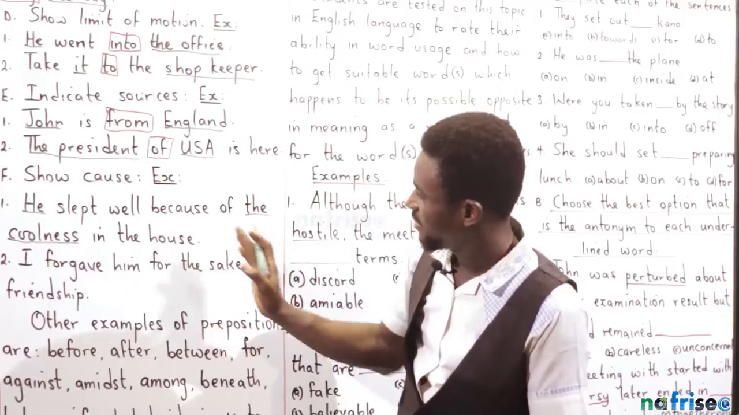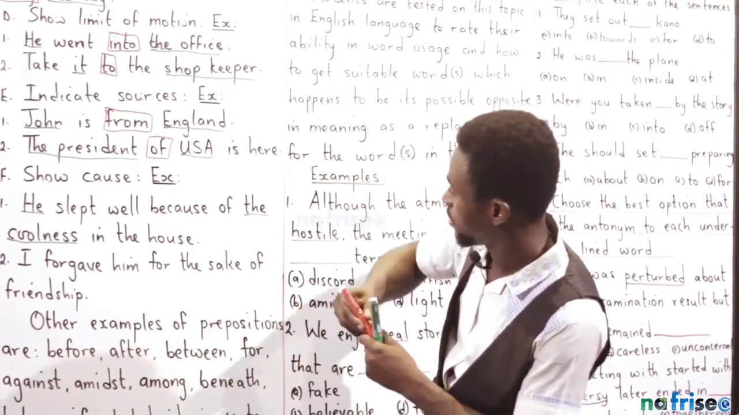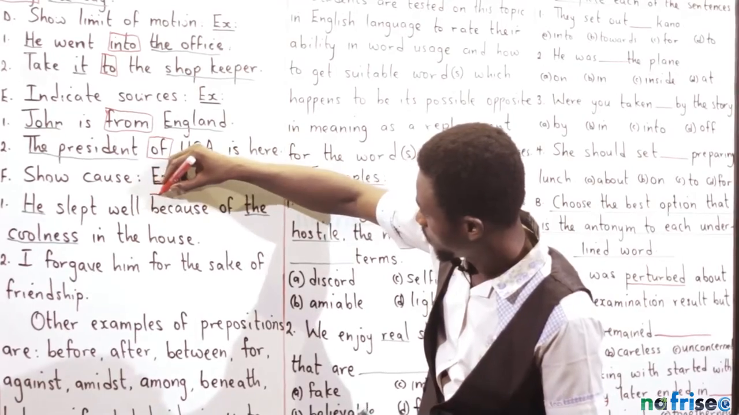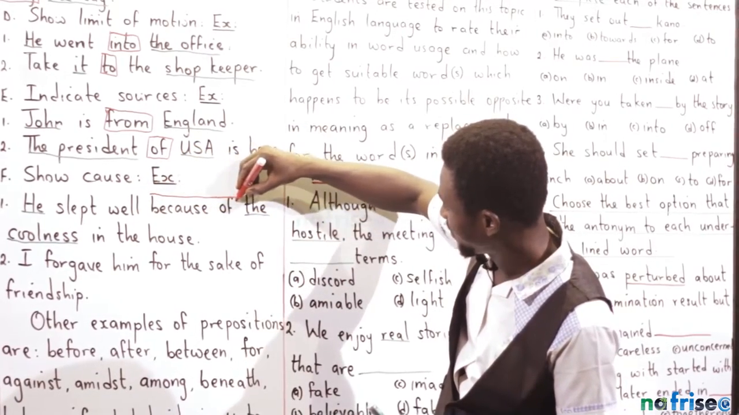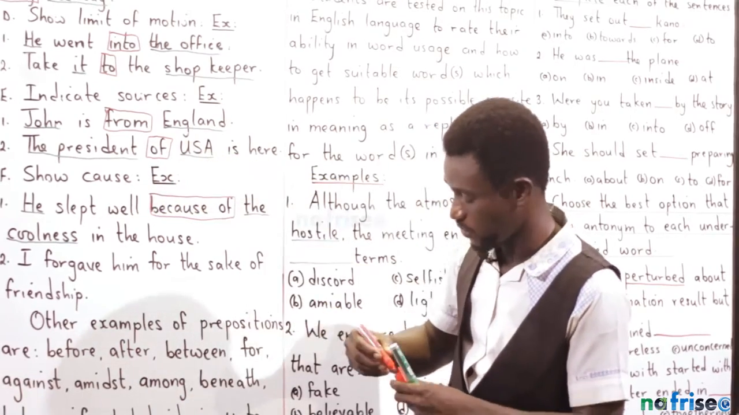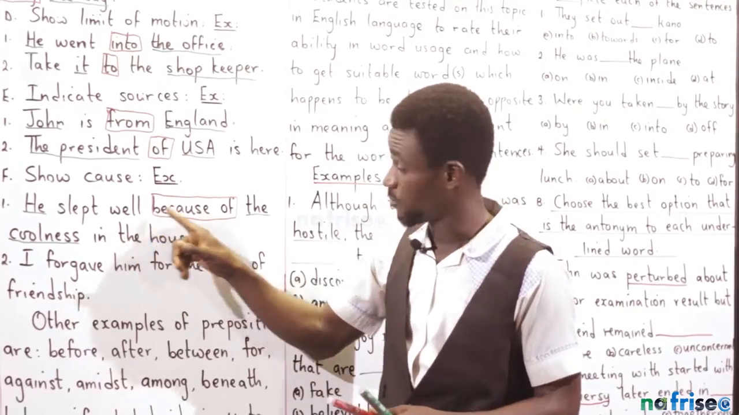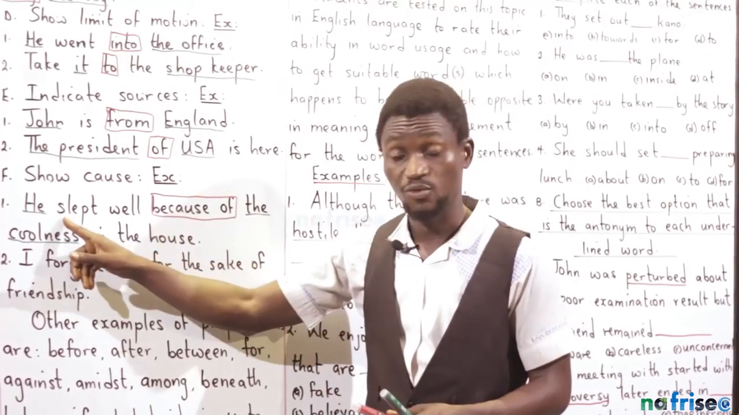What actually links these two? What linked them? Because of. So the reason why he slept well is because of the coolness. So if there was no coolness, he wouldn't sleep well. So because of the coolness, he slept well.